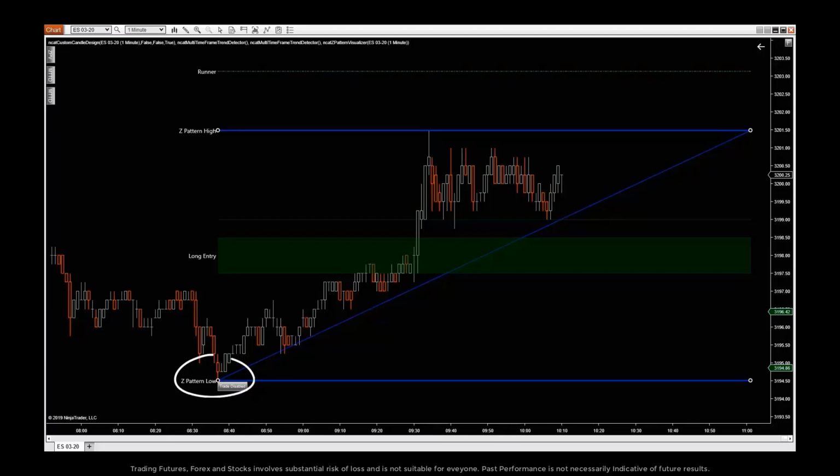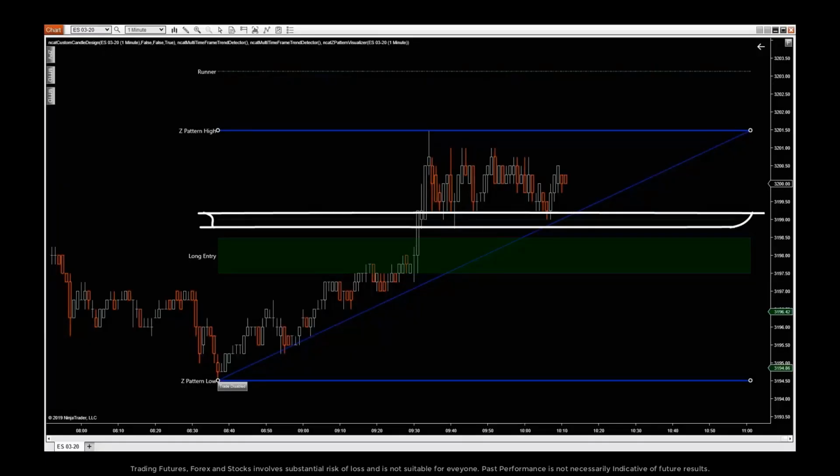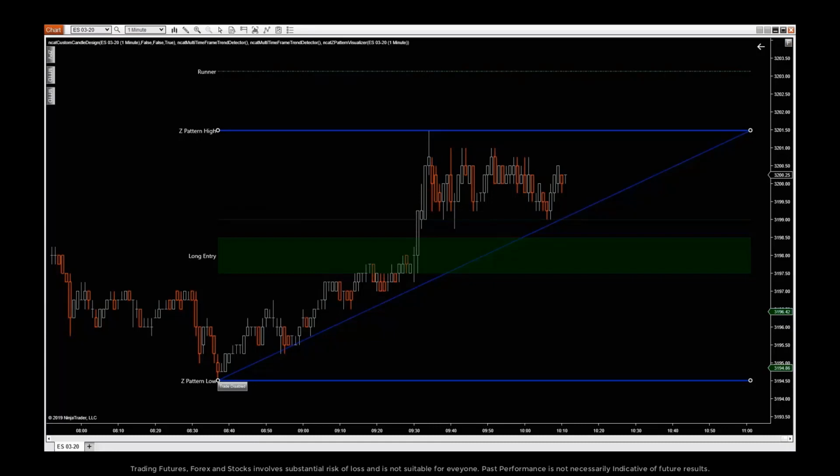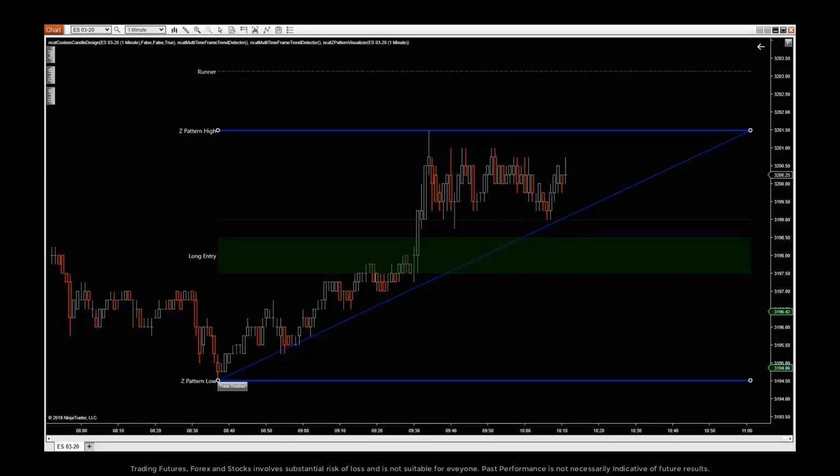Notice here the Z pattern low is at the low, the Z pattern high is at the high. The green box in the middle, this is our entry zone. And I'll talk about that in a second. There's a very thin green line here, just a couple of ticks over the entry zone. That is our initial profit target for our position. And then at the very top, you notice the green runner line. This is our initial position for our first runner contract.